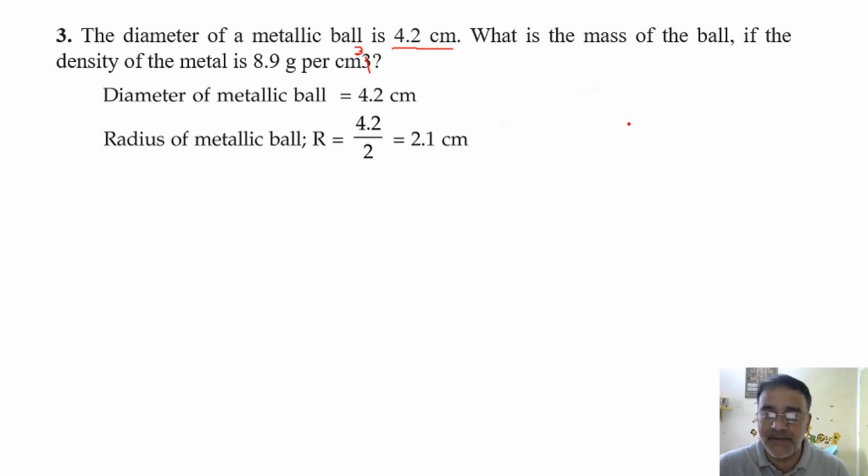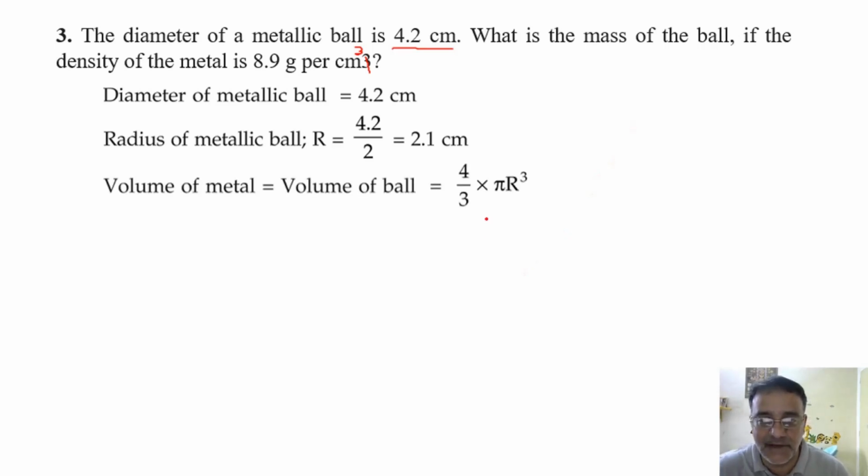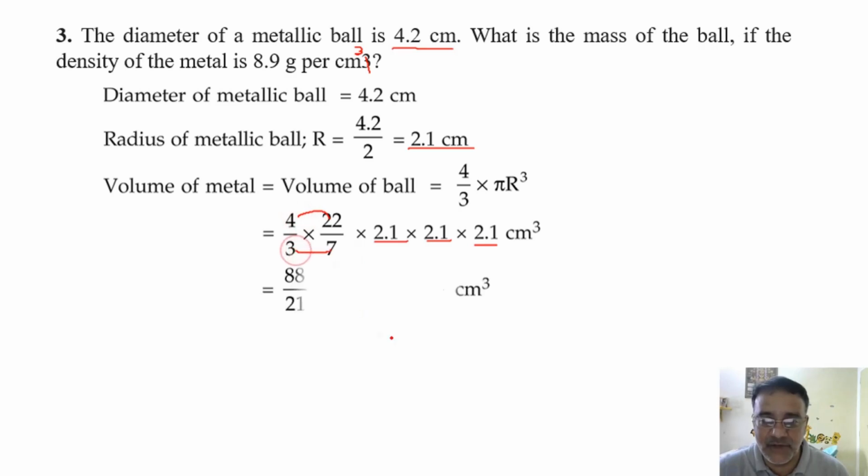Now what is the volume of metal? Volume of metallic ball is 4 by 3 pi r cube. Now we'll substitute all the values. Pi is 22 by 7 and r is 2.1, or we can write 21 by 10 here only. Okay, we are replacing it here as well. Removing the decimal. So if you remove the decimal, 21 by 10, and this will become 88 by 21.